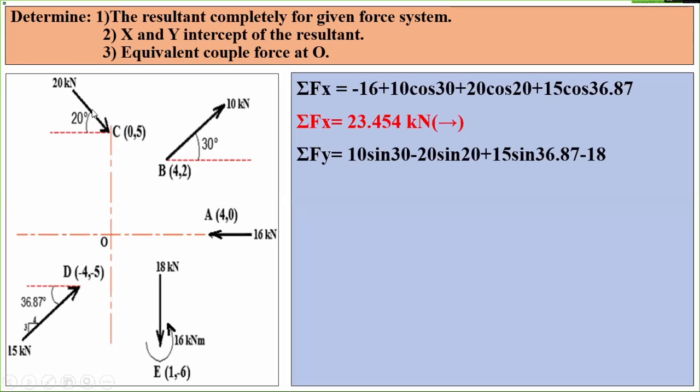Then the 20 kilonewton force acting in the downward direction has a negative y component, so it is 20 sin 20. Then the 15 kilonewton force acting in the upward direction has a positive y component, so it is 15 sin 36.87. And lastly, the 18 kilonewton force acts in the downward direction, so it is negative, minus 18. Now you are familiar with the resolution. Finally, I am getting summation of Fy equal to 10.84 kilonewton.